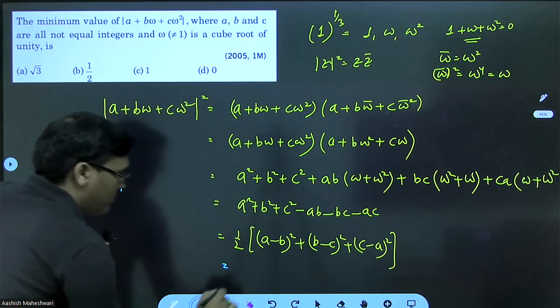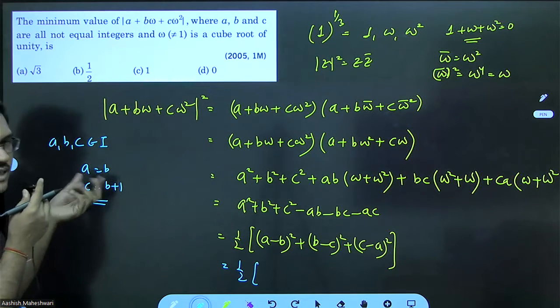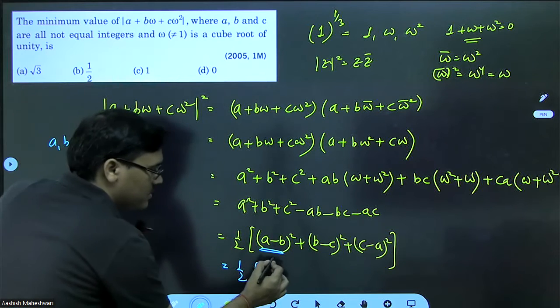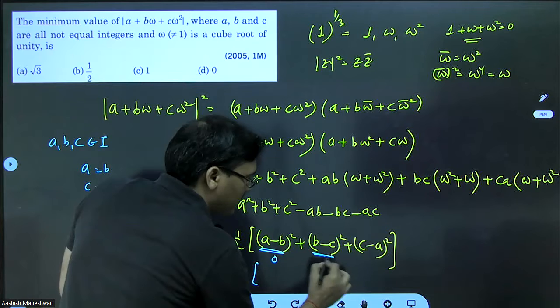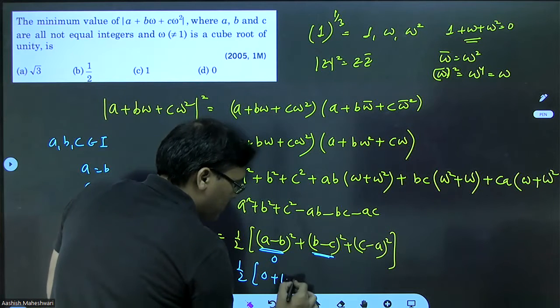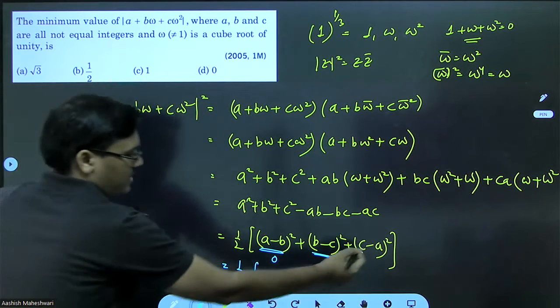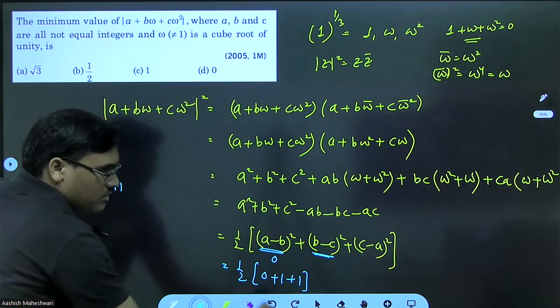So you can see what is the minimum possible value. I can write this minimum possible value will be 1 by 2. Let's say A and B are equal. If A and B are equal, this will become 0. What is B minus C? This will become plus 1, this is 1. Plus this is also equal to 1 because ultimately A and B are equal. So this is also equal to 1. So this is the minimum possible value.